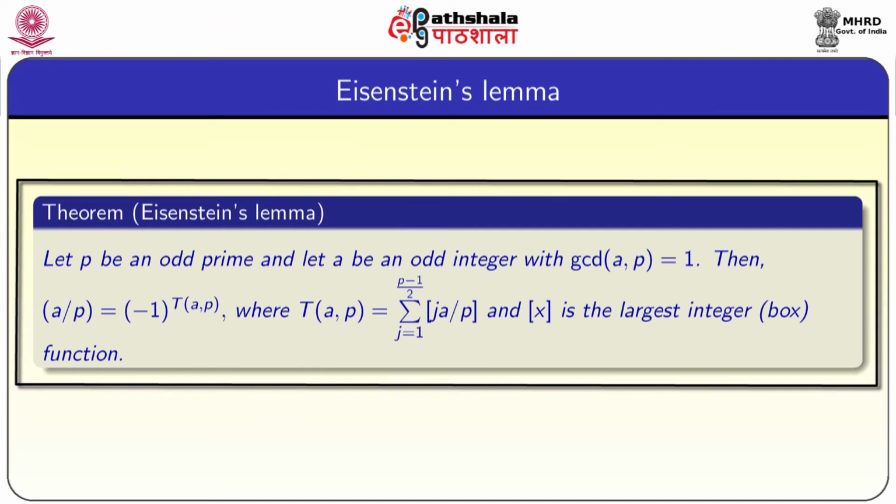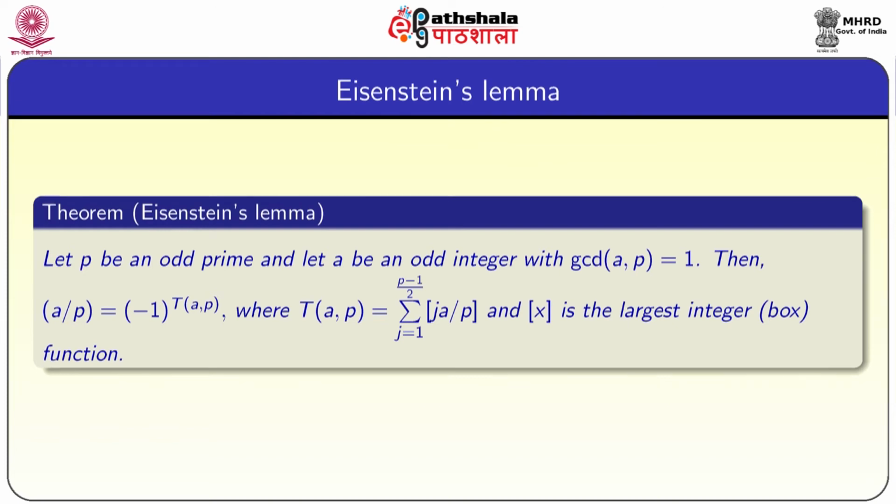Eisenstein's lemma says: let p be an odd prime and let a be any odd integer with GCD of a, p equal to 1, then (a/p) is equal to (-1)^t(a,p), where t(a,p) is defined as the summation over j from 1 to (p-1)/2 of floor(ja/p), where floor(x) denotes the largest integer less than or equal to x, also called the box function or greatest integer function.